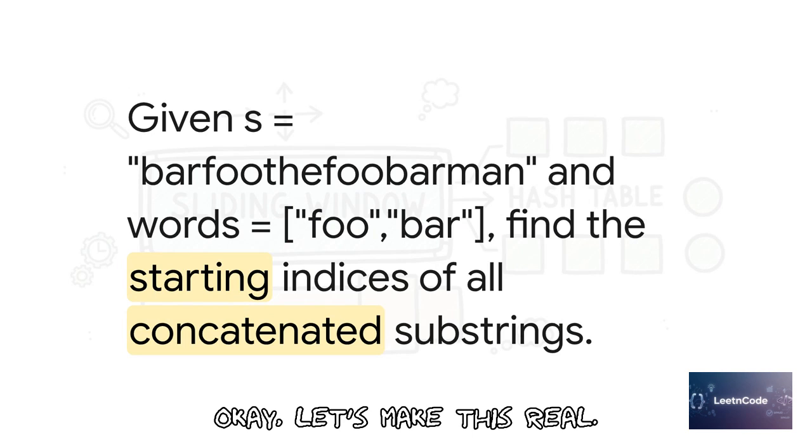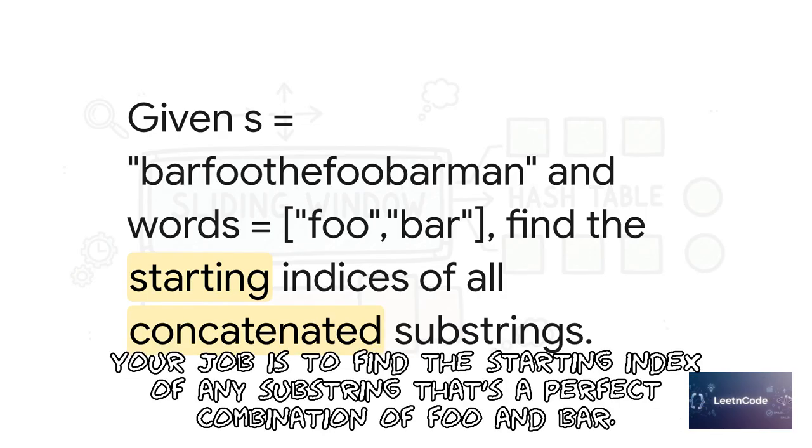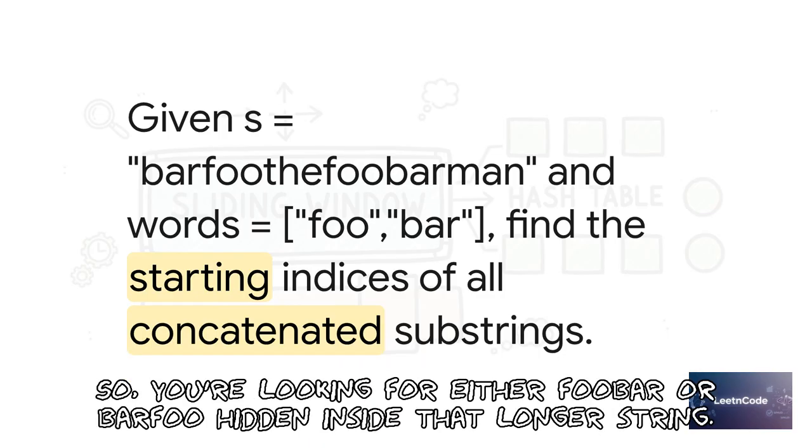Okay, let's make this real. Imagine you've got this string, barfoothefoobarman, and your target words are foo and bar. Your job is to find the starting index of any substring that's a perfect combination of foo and bar. So you're looking for either foobar or barfoo hidden inside that longer string.